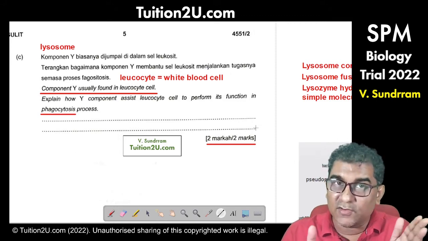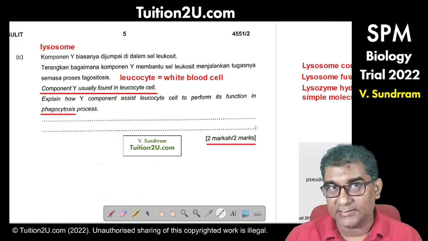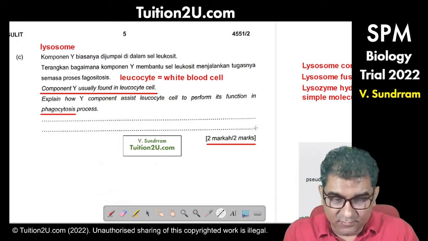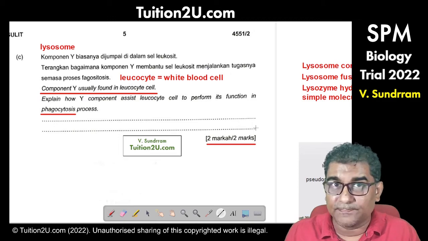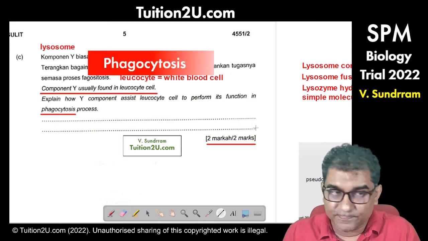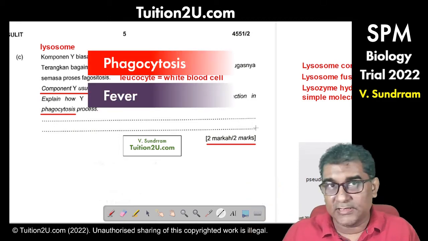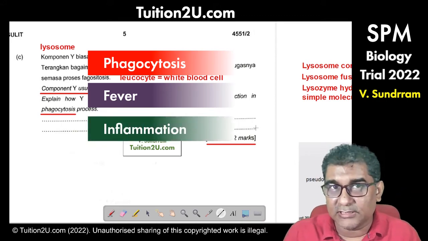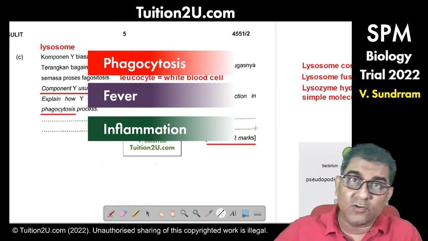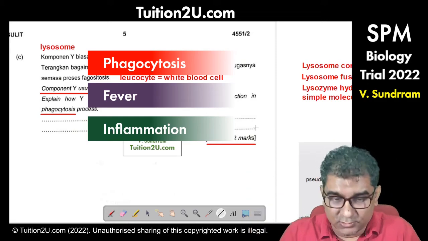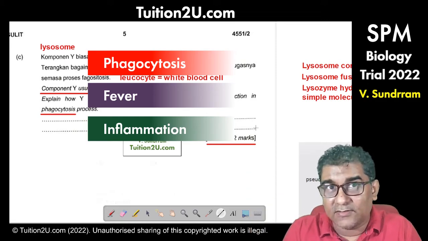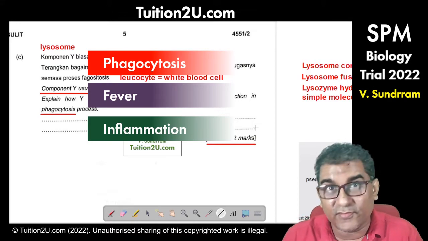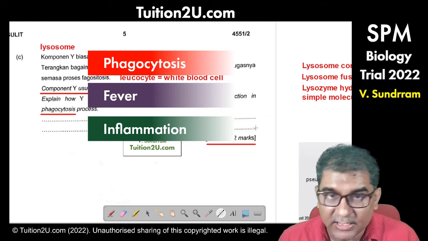Now in this question they are asking us about phagocytosis that a white blood cell does. Phagocytosis is part of the second line of defense. Under the second line of defense, as I explained earlier, we have 3 explanations: phagocytosis, fever, inflammation. Fever is actually helping phagocytosis. Inflammation also helps phagocytosis. So under the second line of defense, phagocytosis potentially can give you 5 marks. Here we have only 2 marks.